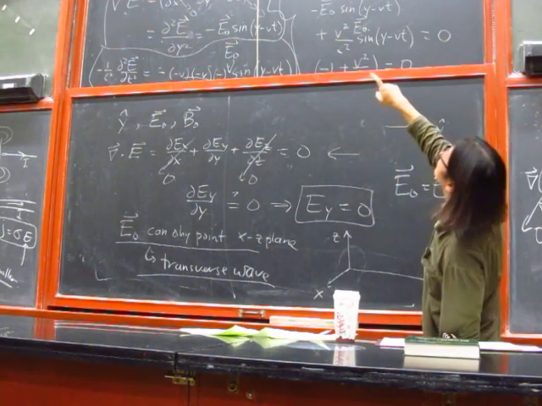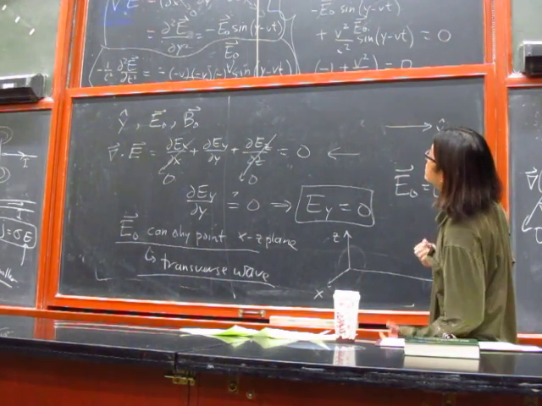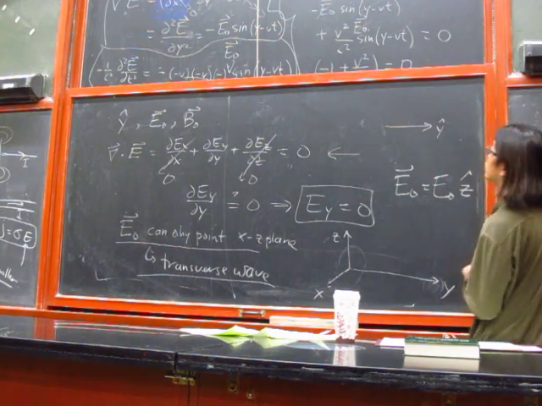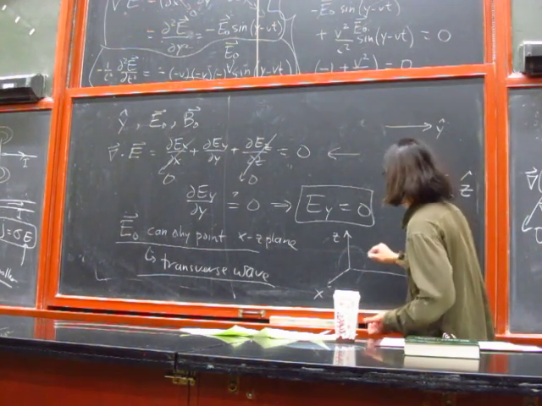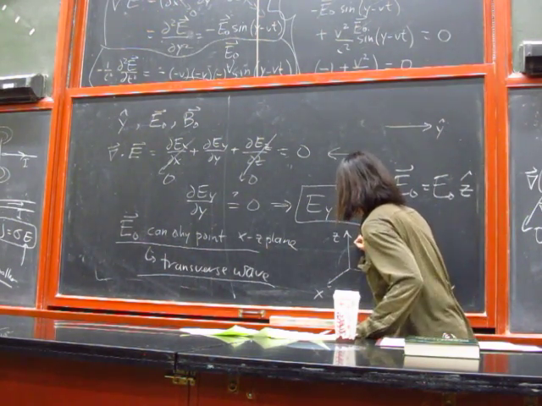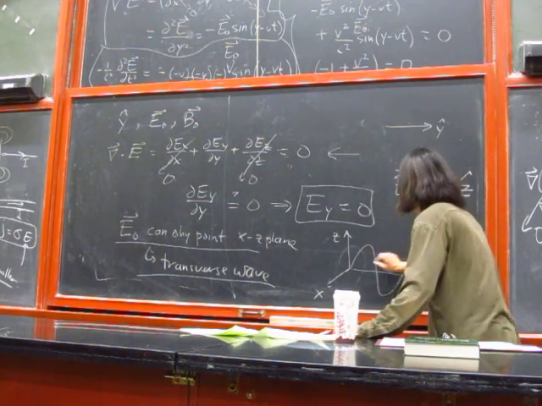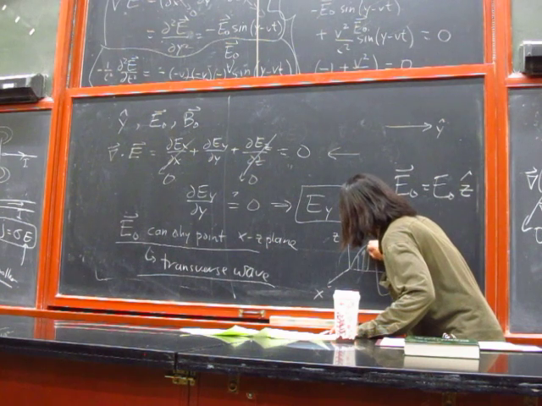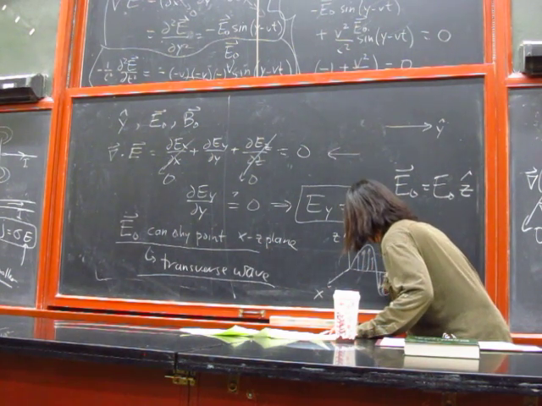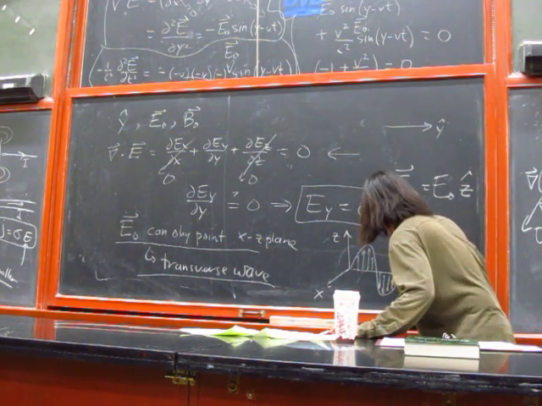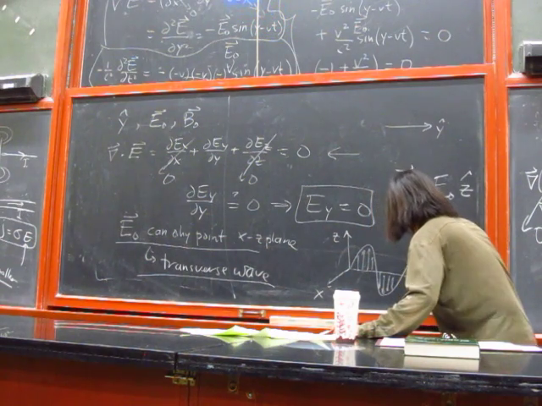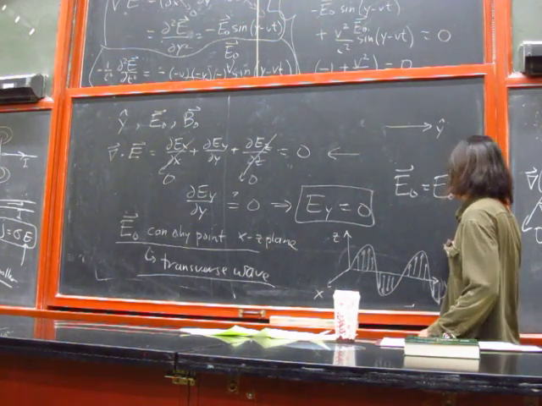Is that a sine wave? I'm just using sine. For some I use cosine, but that doesn't matter. So the electric field is like that, along the z direction.